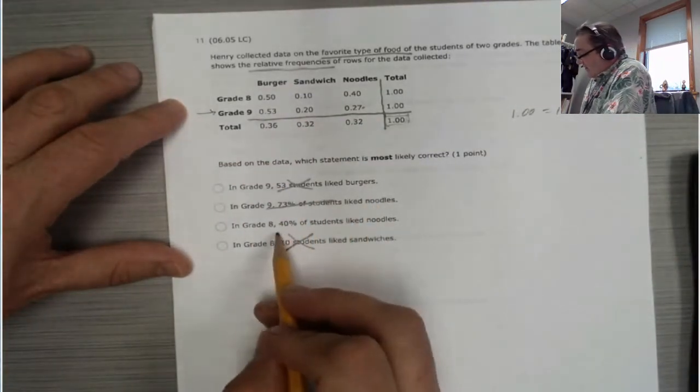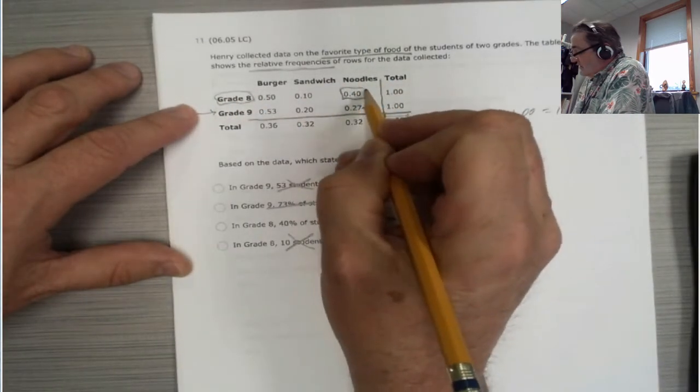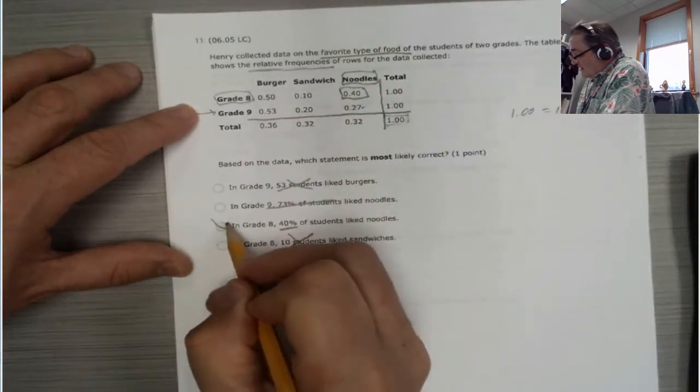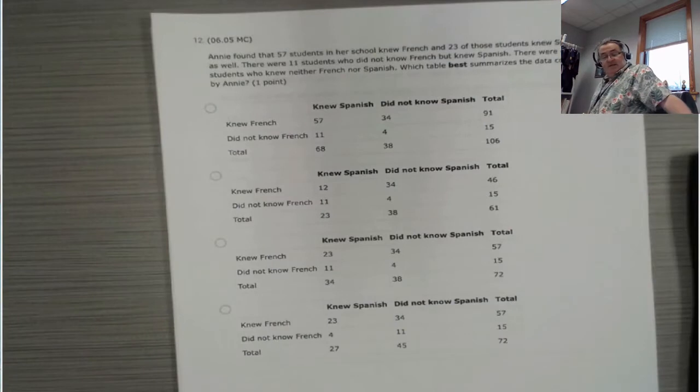Not that one. 8th grade, 40% of students like noodles. 8th grade, yep, no problem. 0.40 like noodles. That is 40%. This is our correct answer. 0.4 is 40%. So since this is a relative frequency, we know that is 40%. All right.